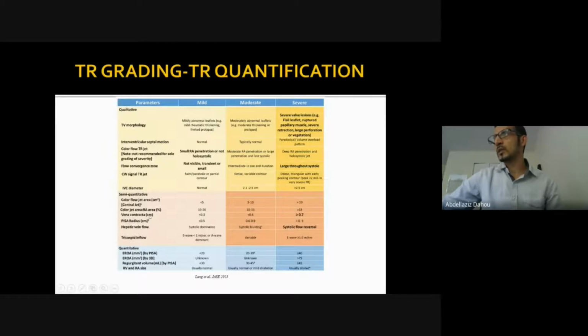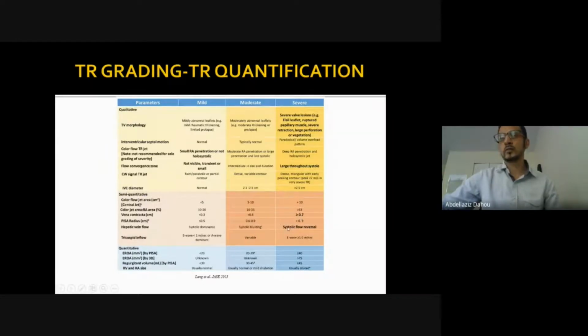So the semi-quantitative parameter we use the most is the vena contracta, the narrowest width of the jet. At the origin, the jet needs to be measured at the level of the tricuspid leaflet, not too much in the right atrium. If you have something around 7 millimeters or more, this is consistent with severe tricuspid regurgitation.